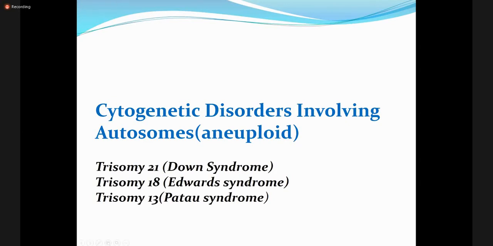Trisomy 21 is Down syndrome, trisomy 18 is Edward syndrome, trisomy 13 is Patau syndrome. So kindly, as this is 4th year, I don't think there is anything hard to understand in this. Can you please reply to me in the chat box? What does trisomy 21 mean? Be quick to reply so I can move forward. What does trisomy 21 mean? If I say this is trisomy 21, what does it mean?